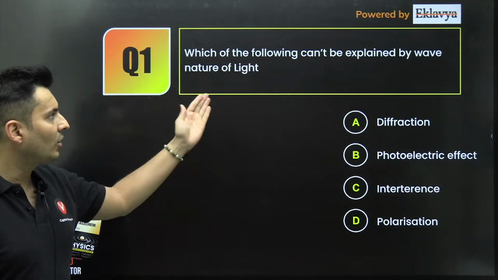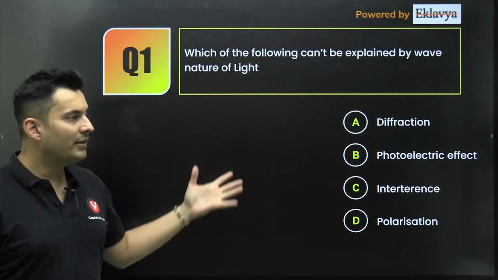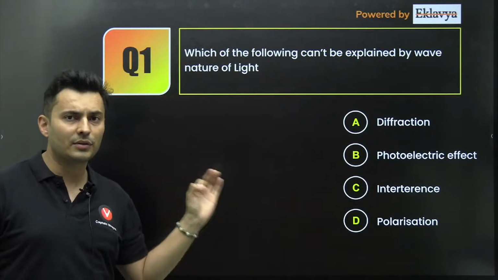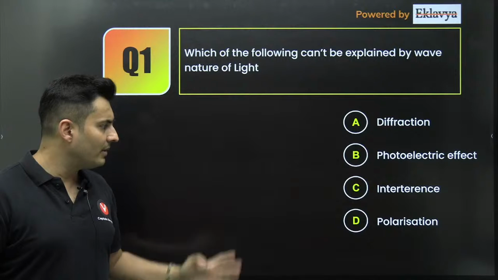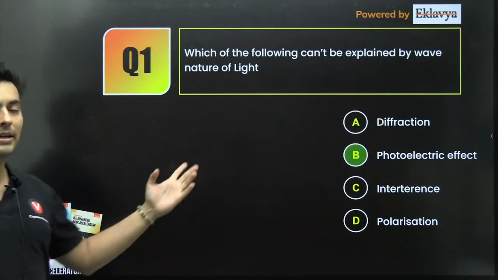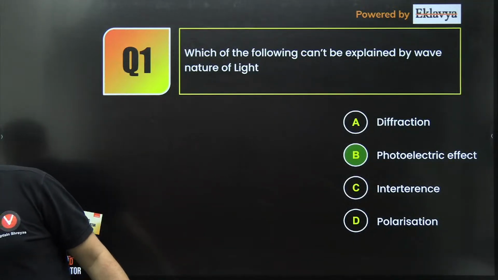Which of the following cannot be explained by the wave nature of light? So diffraction, spreading of light, obviously wave nature. Photoelectric effect is particle nature, photons. Interference is also wave nature. Polarization is also wave nature. So hence the answer should be photoelectric effect. How many of you got it? Very good.